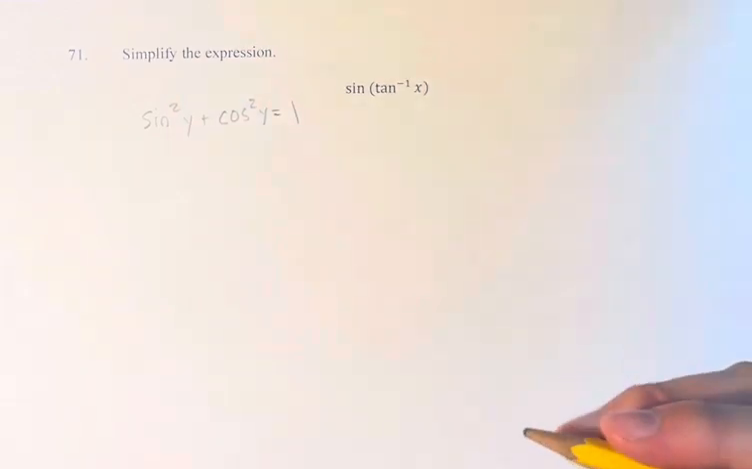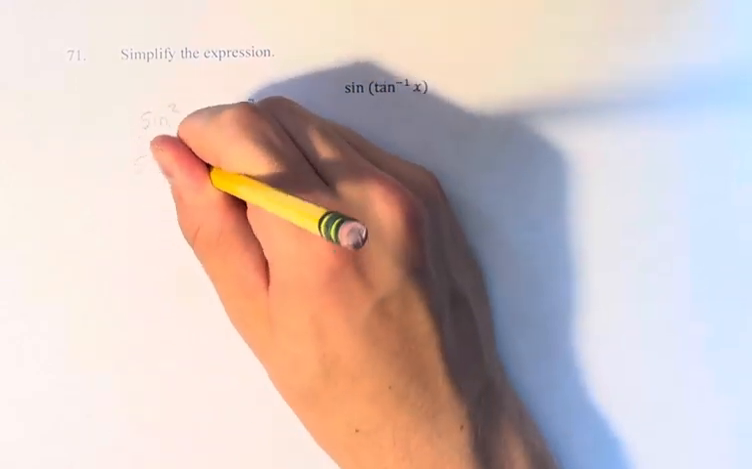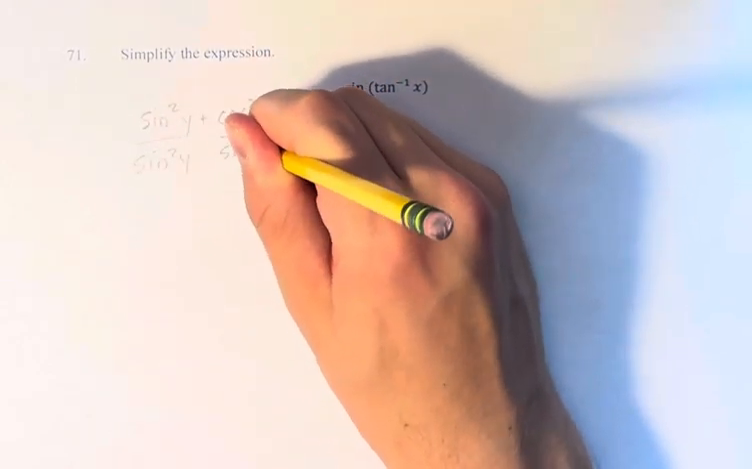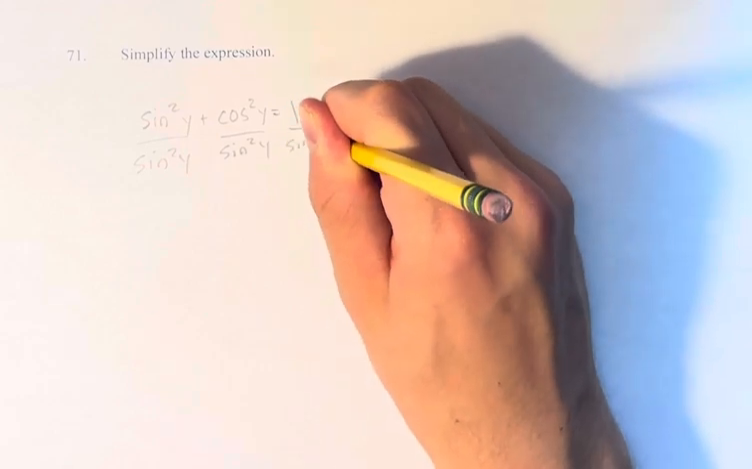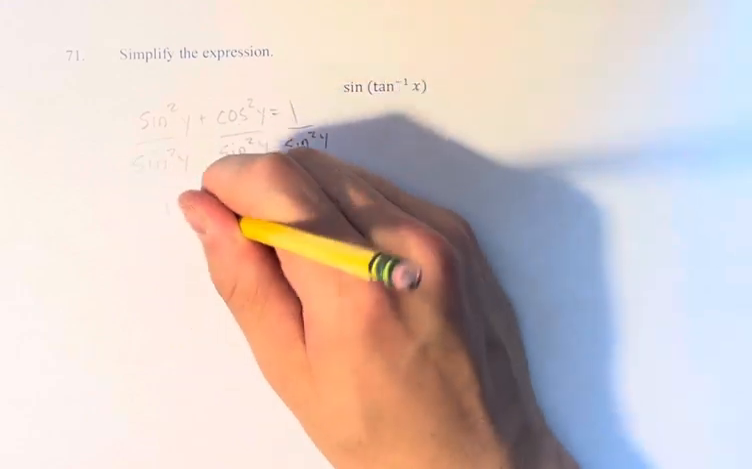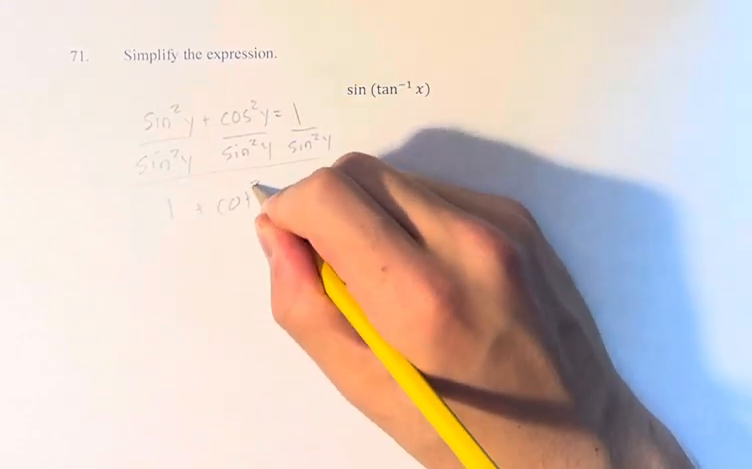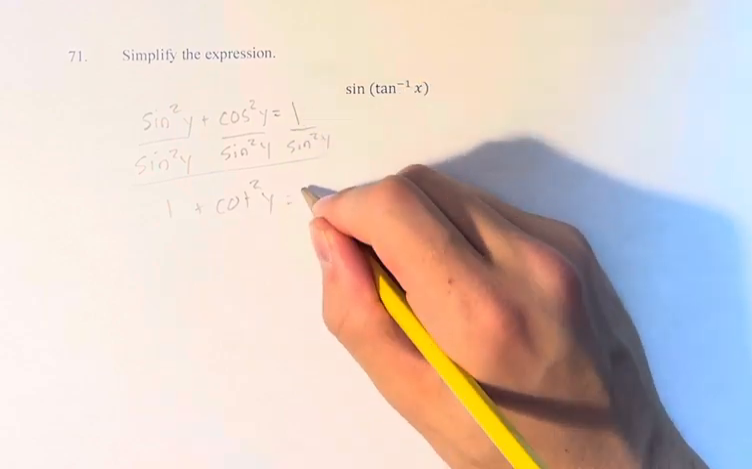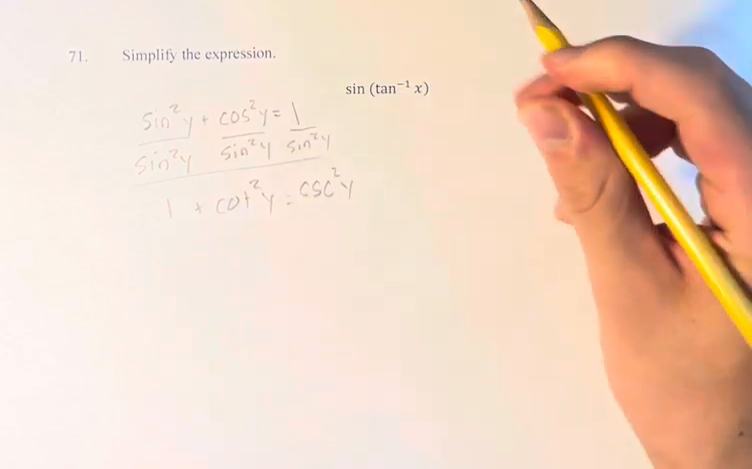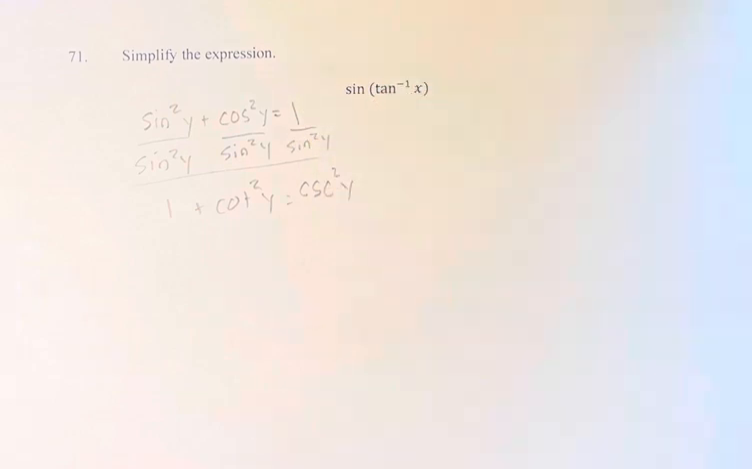And what we're going to do is divide both of these sides by sine squared. We get sine squared over sine squared is just 1, plus cosine squared over sine squared is cotangent squared, and 1 over sine squared is cosecant squared. Right? If 1 over sine is cosecant, 1 over sine squared is cosecant squared.